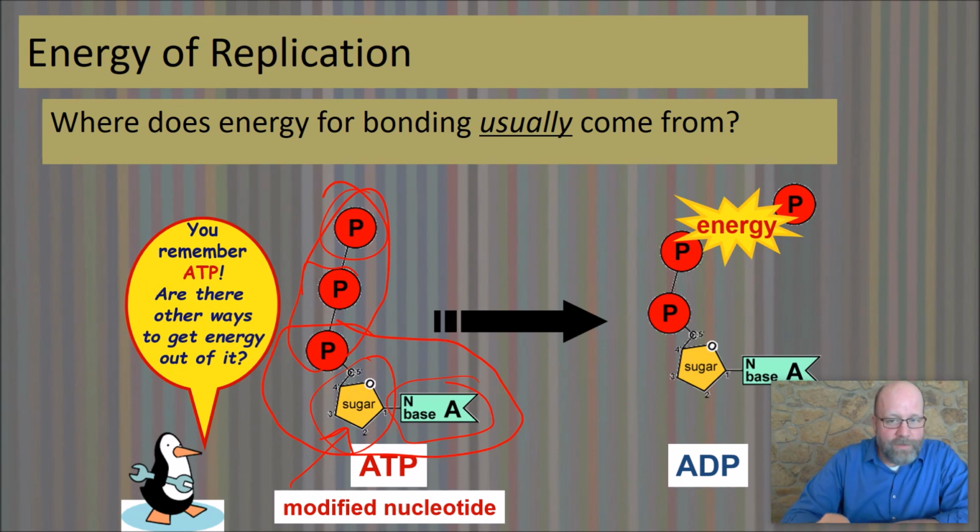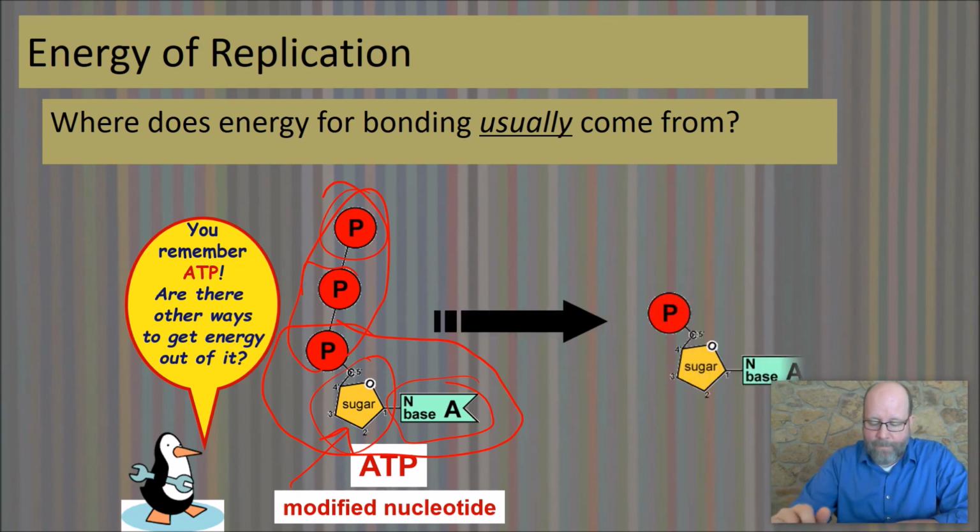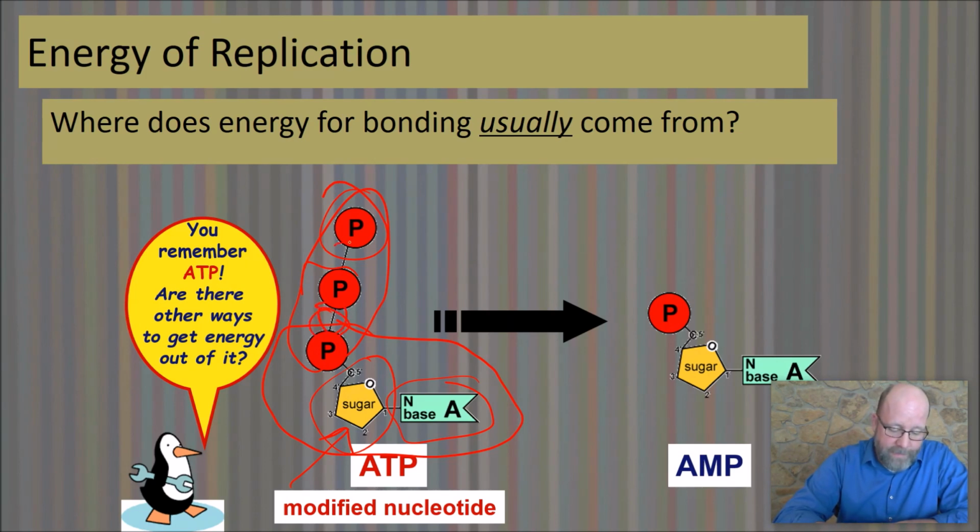So can we get energy? It's a good question the penguin's asking. Can we get energy from ATP in a different way? We can also take 2 phosphates off of that, and we get energy out of that too, because that's an energetic bond right there. It doesn't matter. You're getting energy from this.